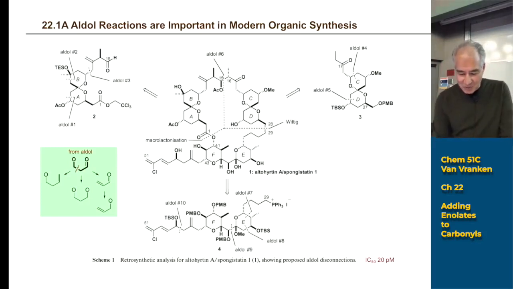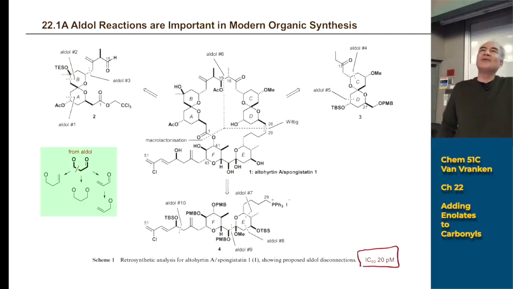And this molecule is one of the most potent known anti-cancer molecules out there. It's got an IC50 of 20 picomolar. I don't even know, what's a pico? So I know what nanomolar is. That's like 10 to the minus 9. Picomolar is just crazy in terms of the potency, the small amount.